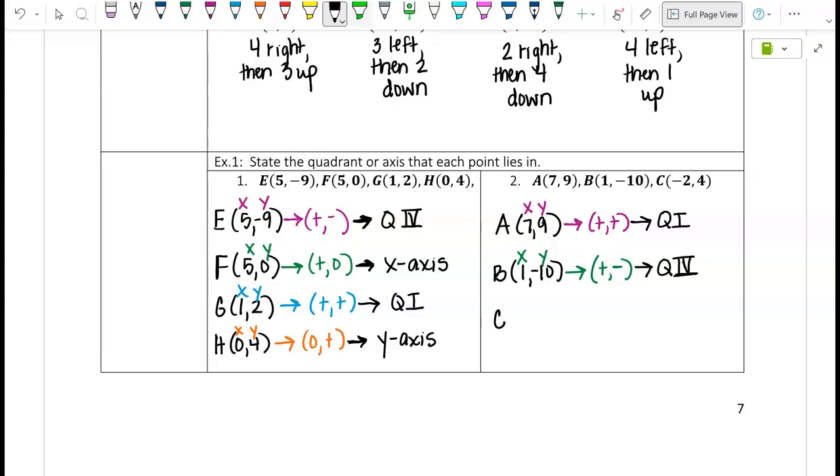And then point C, we have negative 2, 4. Again, negative 2 is my x, 4 is my y. This time I have a negative, a positive. So what quadrant would that point end up in? Quadrant 2. So again, we need to understand what an ordered pair is telling us, what information it is giving us.